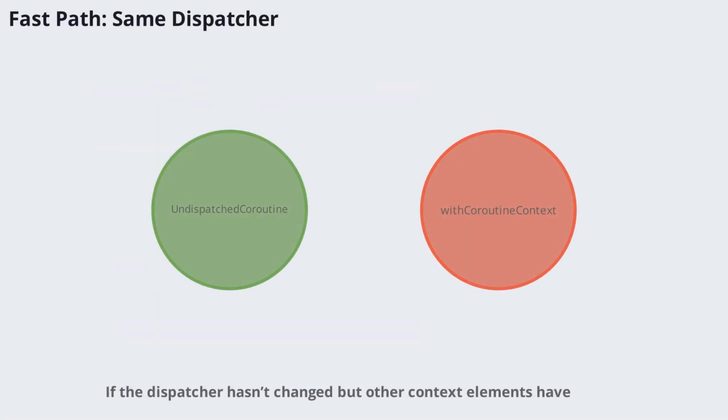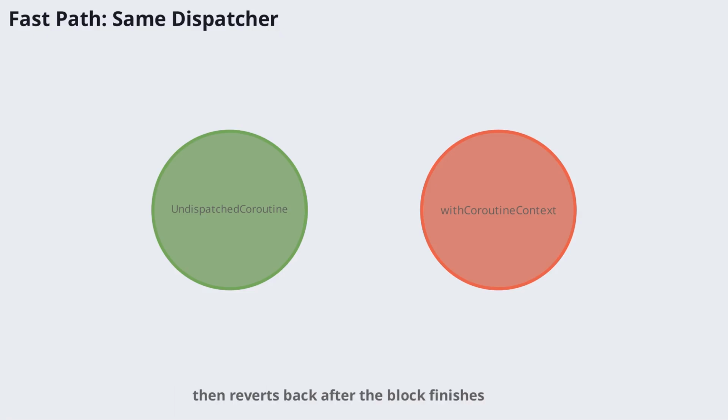If the dispatcher hasn't changed, but other context elements have, withContext uses an undispatched coroutine to run the block in the same thread. The function withCoroutineContext temporarily updates the thread's context, then reverts back after the block finishes. This ensures minimal disruption and efficient execution.